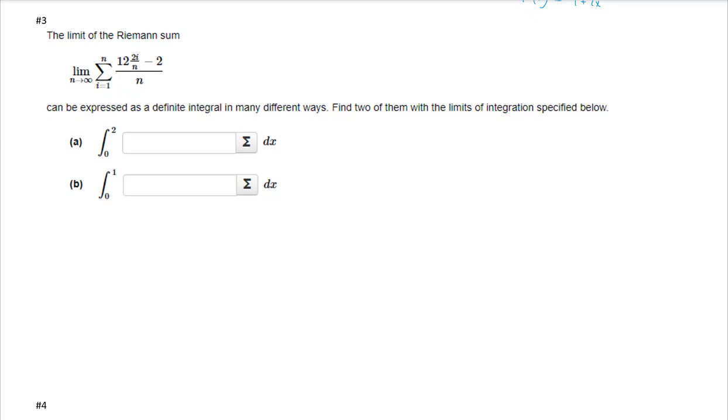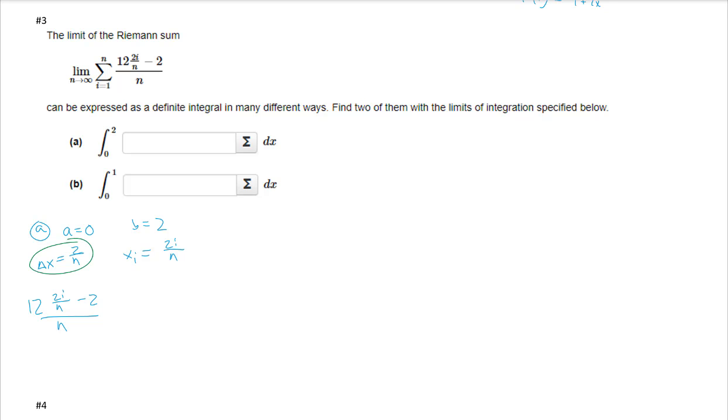All right, so for part A, we are given that a is equal to 0, b is equal to 2. So delta x is equal to 2 over n, and x sub i is equal to 0 plus 2i over n. Okay, and then the function that we start with is 12 times 2i over n minus 2 over n. Now that's a little annoying because I don't see anywhere, obviously, my 2 over n.